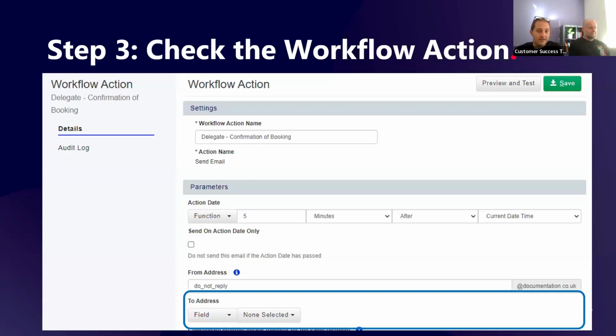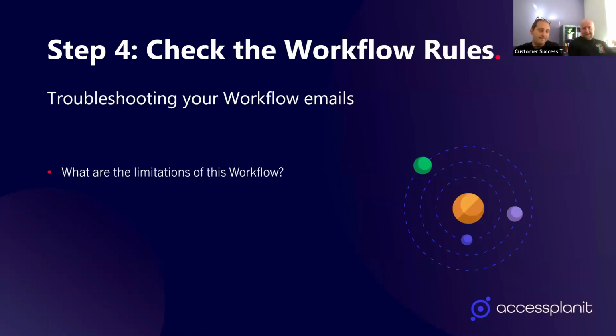And also that it's going to the right person, because sometimes it's going to the booker, for example, instead of the actual delegate. Yeah, some people set that up to themselves originally, don't they? Yes, when they're testing things. So they say, oh, the customer didn't receive anything, but in the implementation stage, they put their own email in there. So that's very typical.